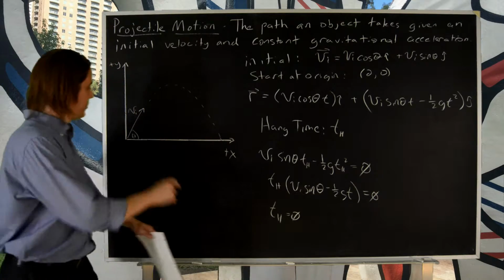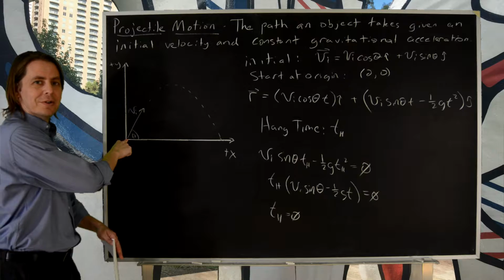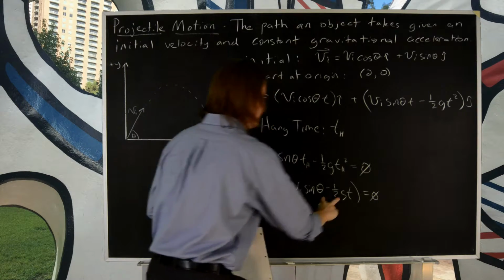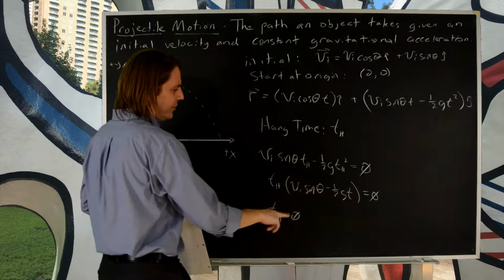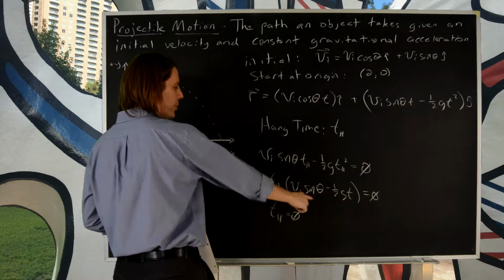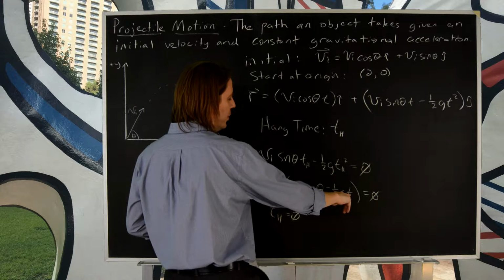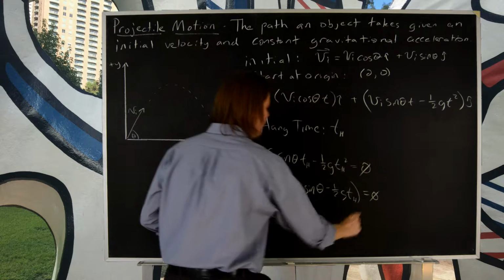And that's actually a correct solution. The y position is 0 when the time is 0. But that's not the one we're looking for. The one we're looking for is here. So if that is going to be 0, the way to solve this is you assume one or the other is 0. So if this is going to be 0, v sine theta equals 1/2 g th.